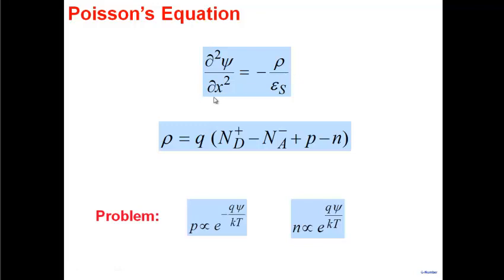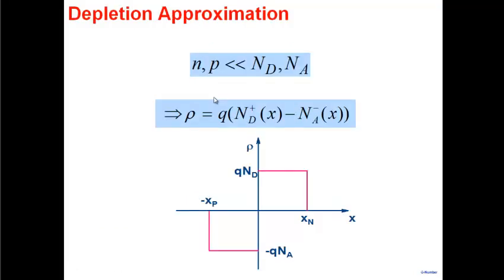It becomes a difficult problem, and therefore analytically it is difficult to solve. Numerically, of course, you can do it, but analytically it is difficult. So what we do is make an approximation that the electron density and the hole density within that space charge region are much smaller than the doping, Nd and Na. Therefore, rho in general becomes, you neglect n and p within the space charge region. That's why we tend to call it the depletion approximation. You're neglecting n and p.